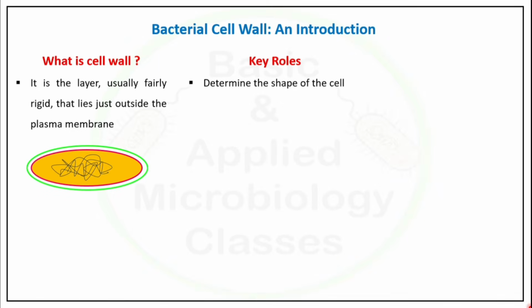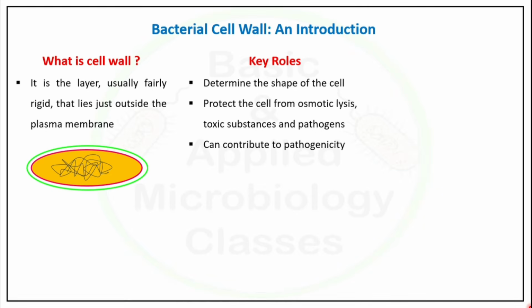Let's see the second important role of the bacterial cell wall. The cell wall protects the bacterial cell from osmotic lysis, toxic substances and pathogens. From this point you should understand that the cell wall also acts as a barrier to prevent the entry of toxic substances inside the cell. Secondly, it also enhances some virulence properties of pathogens, which help them protect themselves from the defense mechanisms of the host, right? In this way, the cell wall also contributes towards pathogenicity.